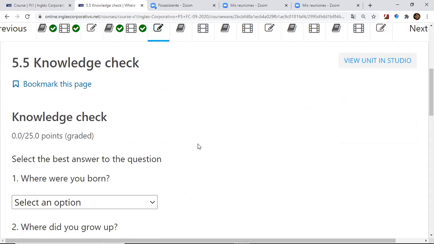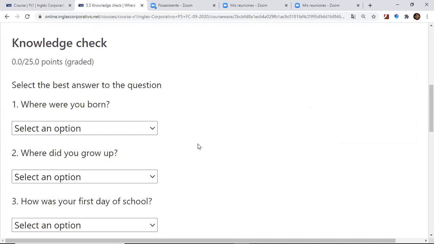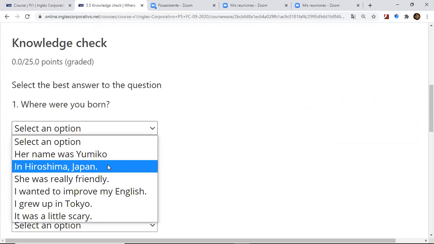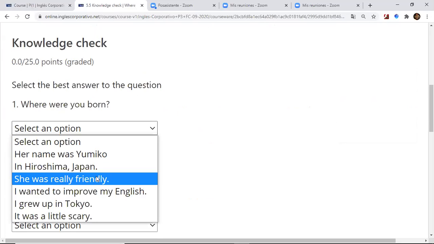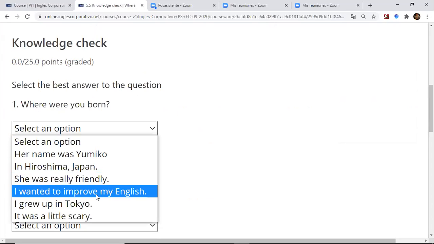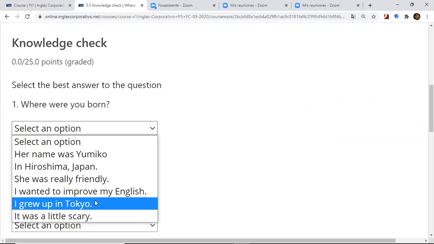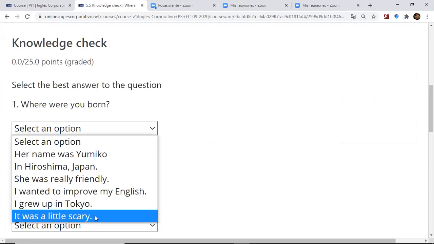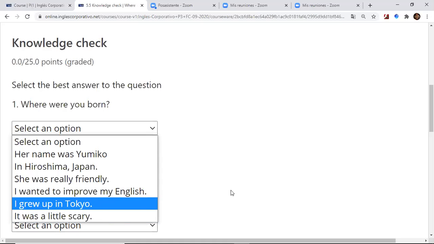And to finish, we are going to answer according to the option, right? Listen. Question number one, where were you born? So I say, dónde, right? Dónde, where. So the answer could be, her name was Yumiko in Hiroshima, Japan. She was really friendly. I wanted to improve, mejorar mi inglés, right? I grew up in Tokyo. It was a little scary. Estaba un poco asustado, me dio miedo la clase, okay?